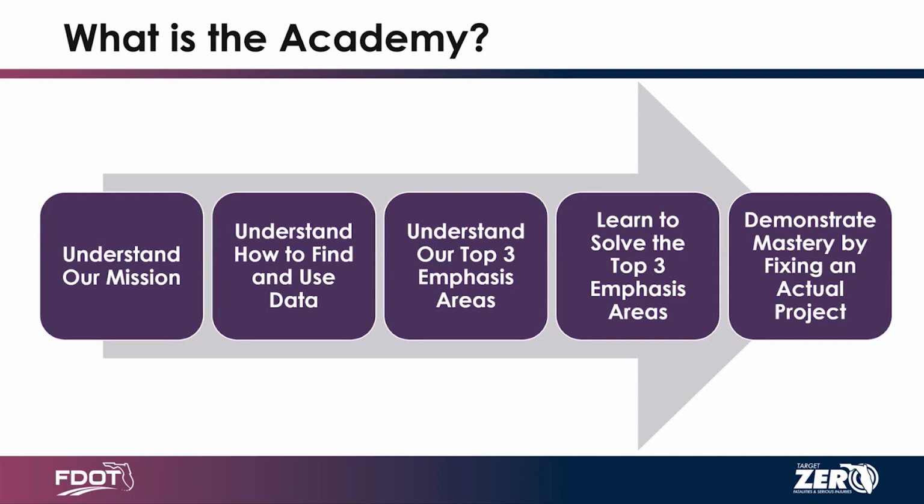And so the key breakdown of it is to understand our mission and the issues that we're facing, understand how to find and use the data, which we primarily covered in the last meeting, module 5, understand our top 3 emphasis areas, learn to be able to solve the top 3 emphasis areas, and what countermeasures are available to us, and then demonstrate mastery on it by actually implementing those countermeasures and seeing the before and after safety benefits.